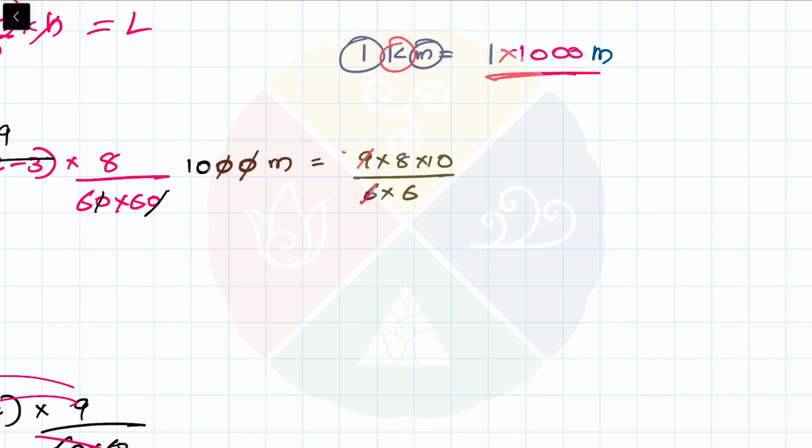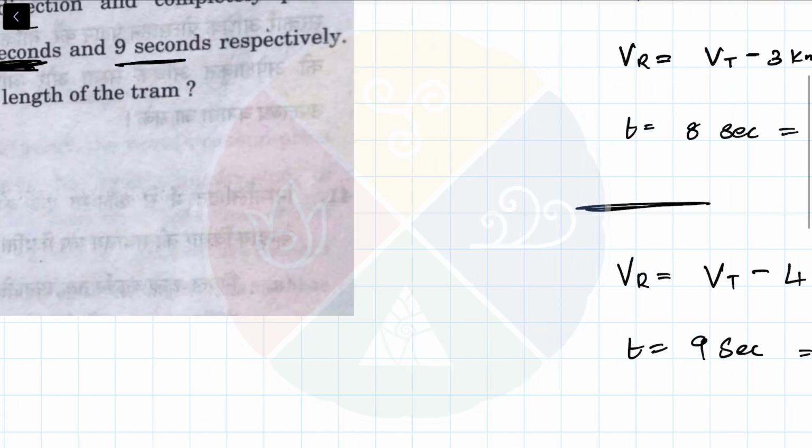Dividing by 3 on both sides, I'll get 3 and 2. Again 3 on both sides, this 3 will be gone, here 2. So 220 meters. That is the length of the tram or train.